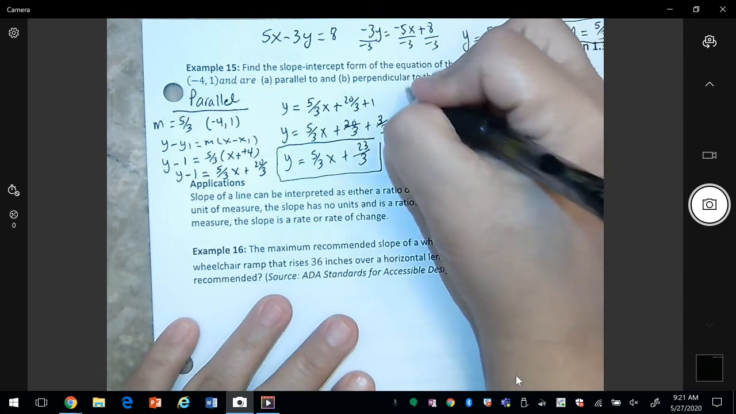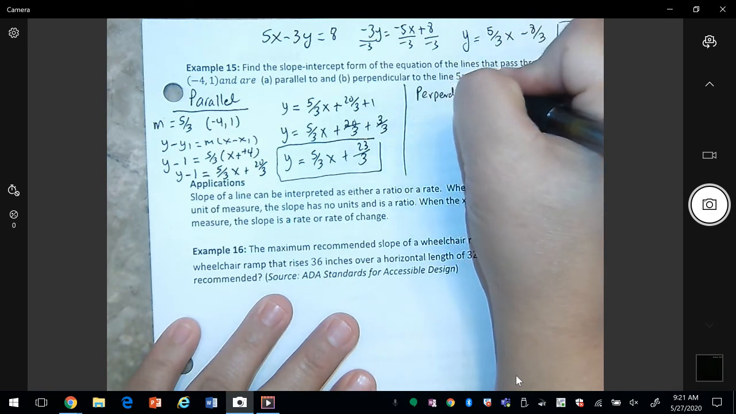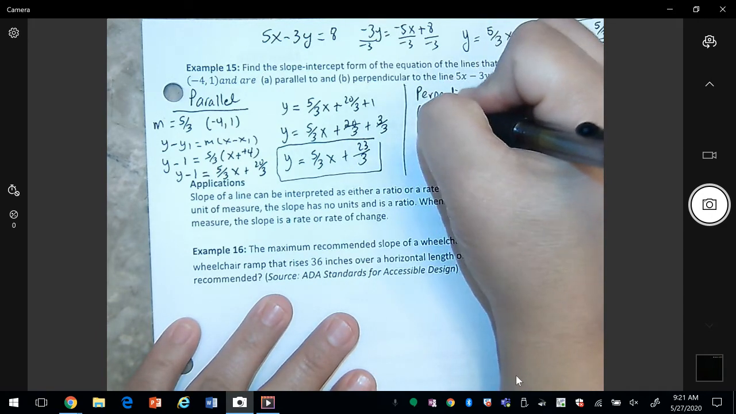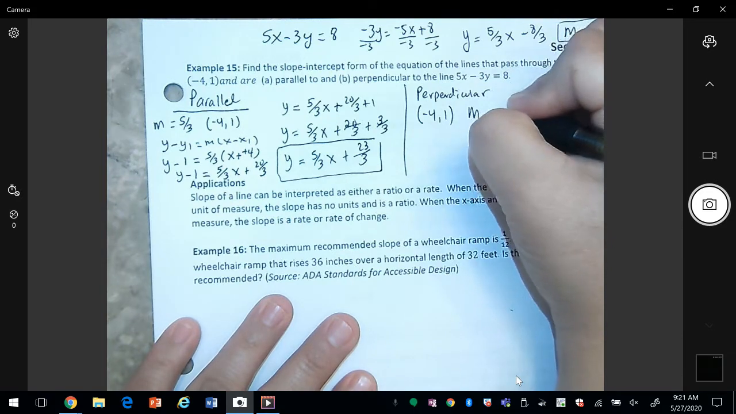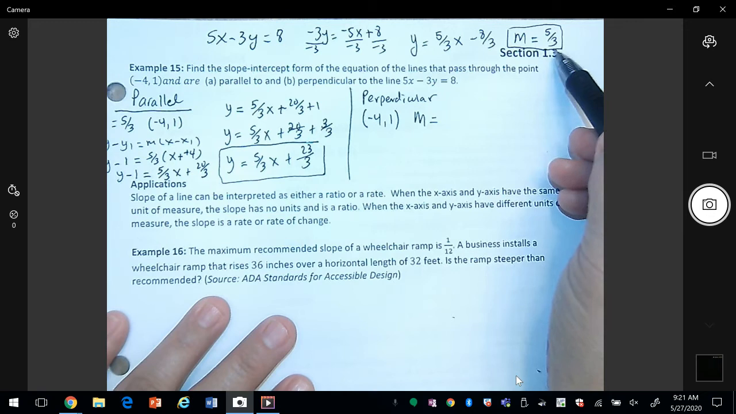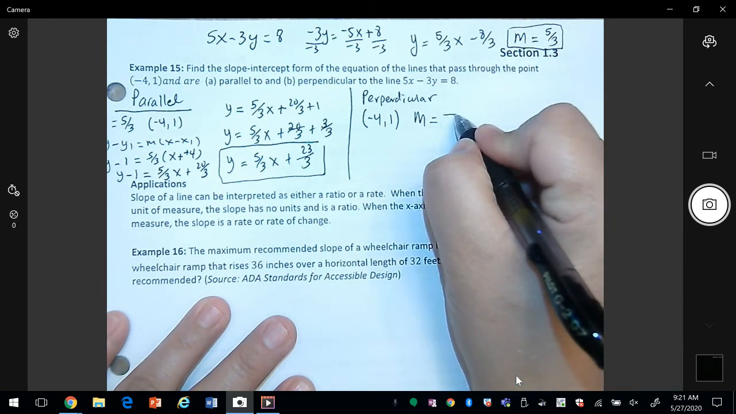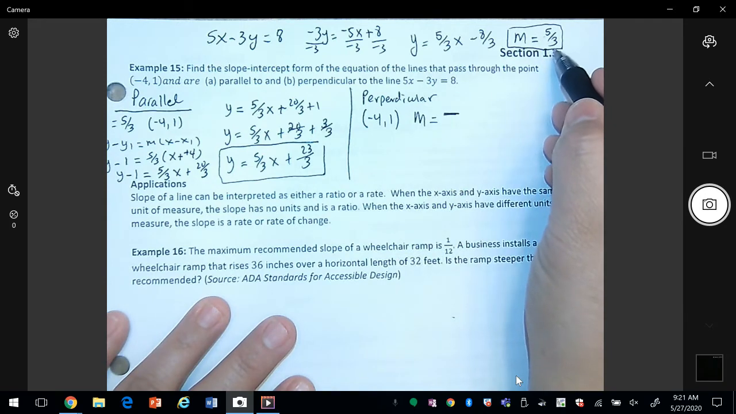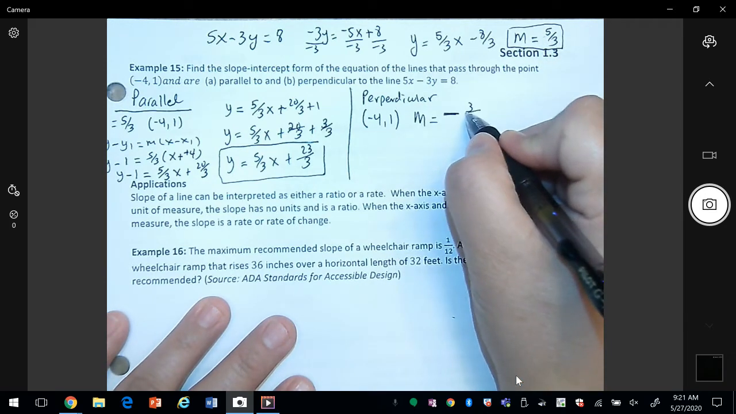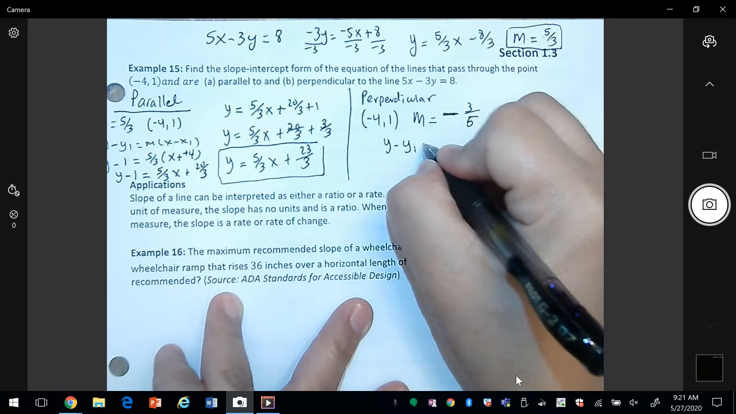for parallel. So for perpendicular, we still use the same point. And now the slope, since it's perpendicular, we're going to get the negative reciprocal of this, which means the opposite sign. So if this is positive, we're going to end up with a negative, and then get the reciprocal, which means to flip the fraction. And then we start the process again.